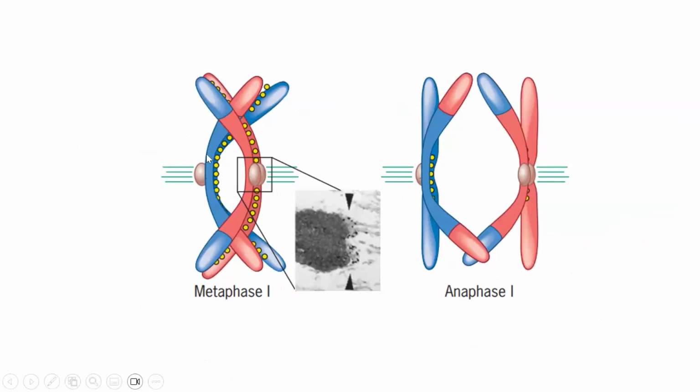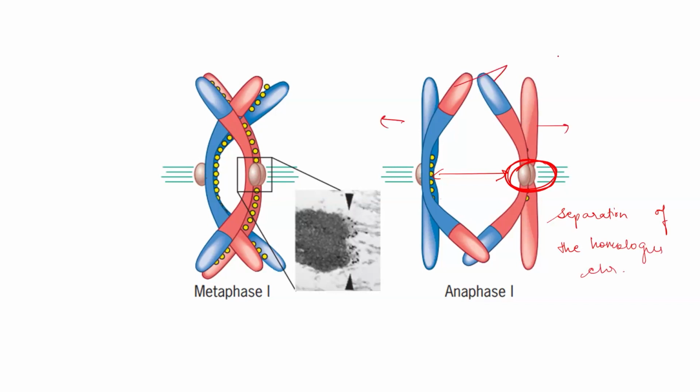So this is the metaphase 1 to anaphase 1 transition. You can see here that these are going to the opposite spindle poles. The cohesin protein between the sister chromatids remains intact, but the cohesin protein between these two homologous chromosomes gets dissolved, resulting in the separation of the homologous chromosomes. And you can see here this is the result of recombination, where there is an exchange of genetic material between the non-sister chromatids. Right?